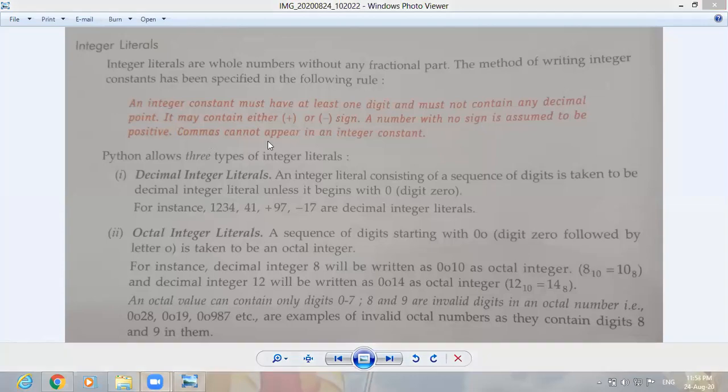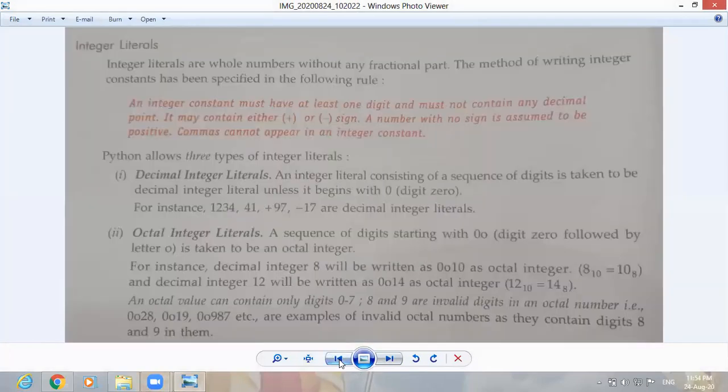And commas cannot appear in an integer constant. Commas are not required in Python. Remember this. In mathematics, we write commas, but here in Python, we do not write commas with the integers. Now here, Python has three types of integers: decimal integer literals, octal integer literals, and hexadecimal integer literals.